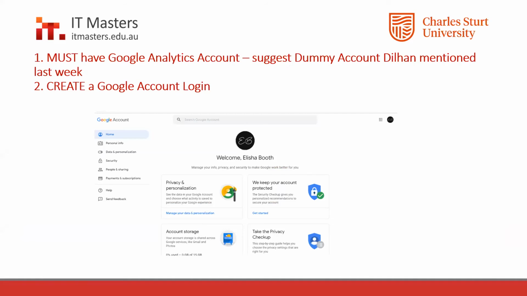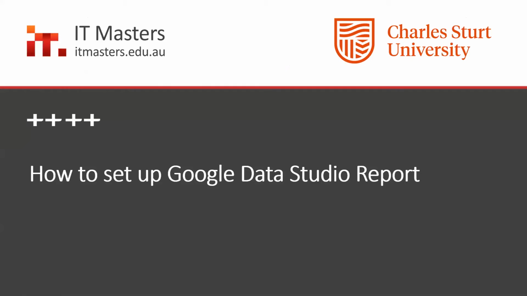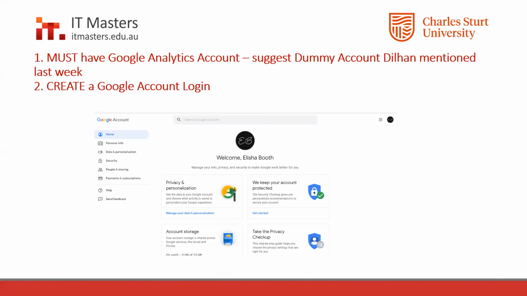So creating a Data Studio report is a dashboard with all different types of metrics in it, and I'm going to show you how to do that tonight. I'd really like for you to give it a go if you can. You must have a Google Analytics account, so I suggest a dummy account like Dylan mentioned last week. You also need a Google account login, which you can easily set up.